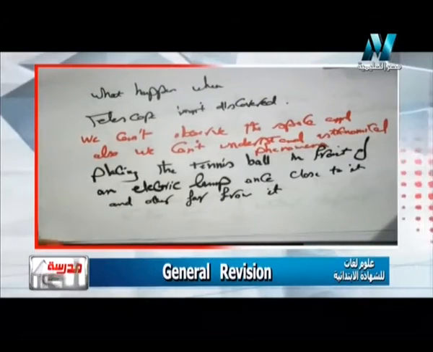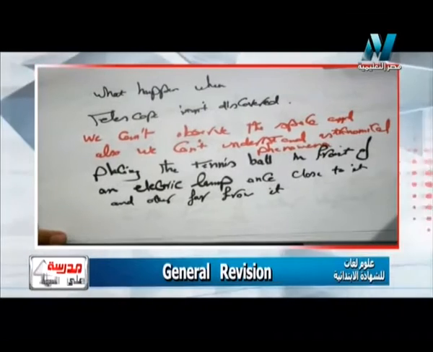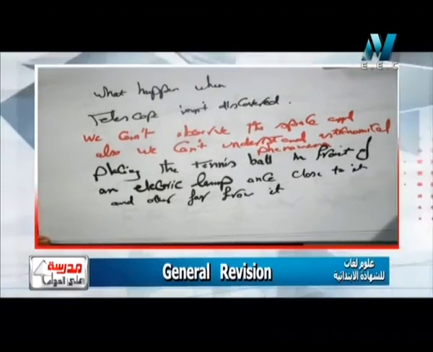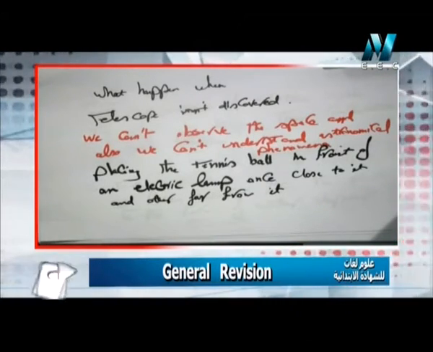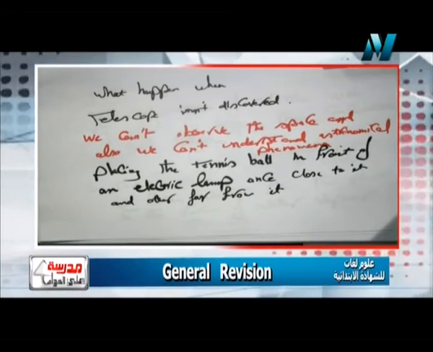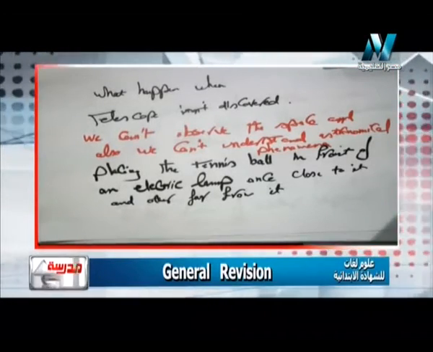So here, if we place a tennis ball in front of an electric lamp, there will be eclipses. There will be two areas, which are umbra and penumbra. If the tennis ball is far from it, I will have two areas only, umbra and penumbra. If it is near to it, I will have three areas: umbra, penumbra and antumbra, or the negative shadow.